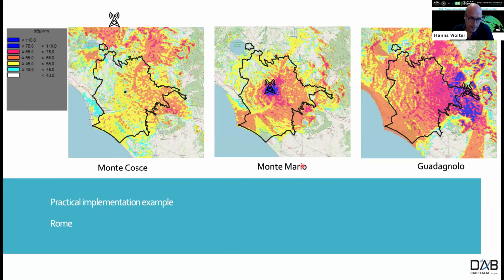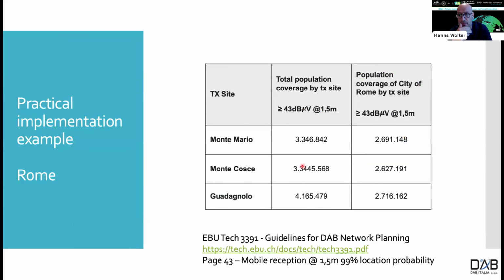In Italy, as you can see, we plan for mobile coverage as a basic level, and we also refer to the EBU Tech 3391 document. And basically, this says we are looking for 43 dB microvolt at 1.5 meters, which is a realistic car reception scenario. And this gives us a coverage area for the different transmitters, which you can see in this table here.